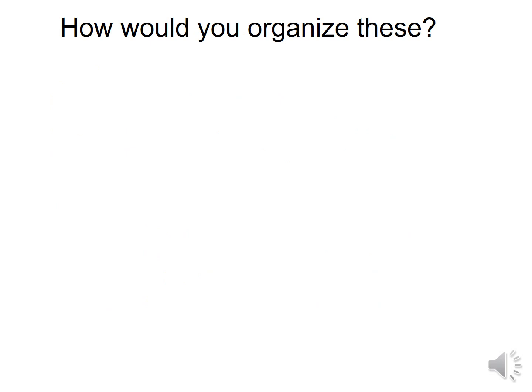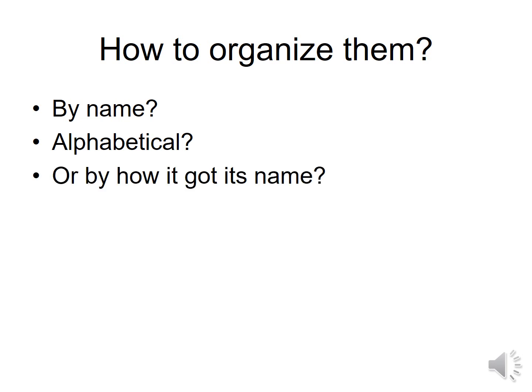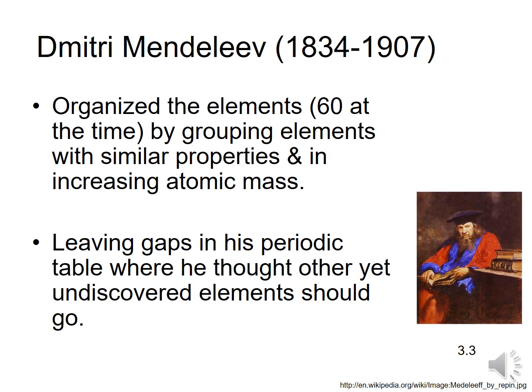So how should we organize the elements? If you had a pile of elements, how would you organize them? Would you put them in alphabetical order by name? Would you put them in order by how they got their name? The elements named after places in one group, the elements named after people in another group? Or might you organize the elements by grouping the ones that have similar properties?